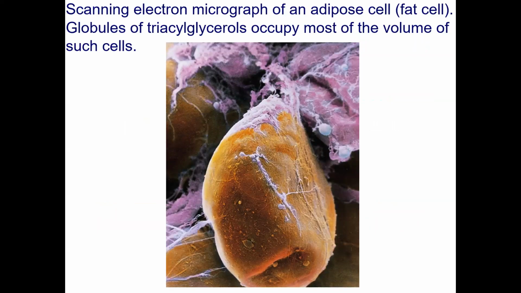So yeah, if you look at this figure, it is an SEM image, a scanning electron micrograph image, of adipose cells, which is showing you globules of triacylglycerols, in yellow, occupying most of the volume of such a cell. Yeah, so it's packed very, very efficiently.